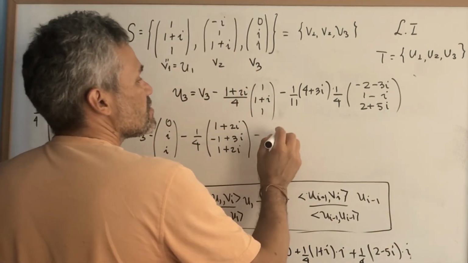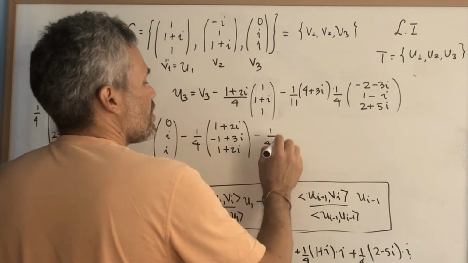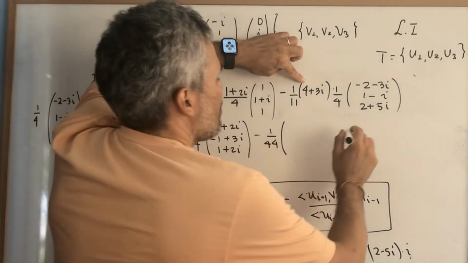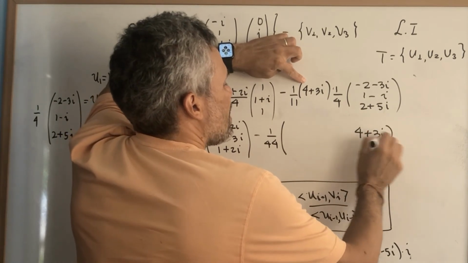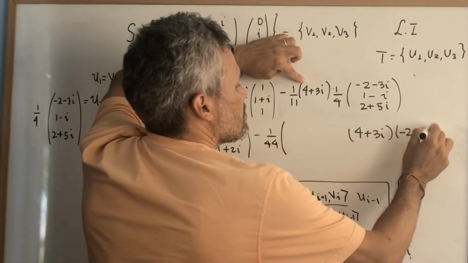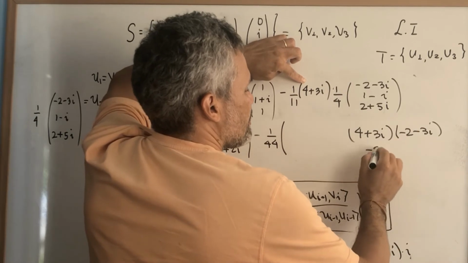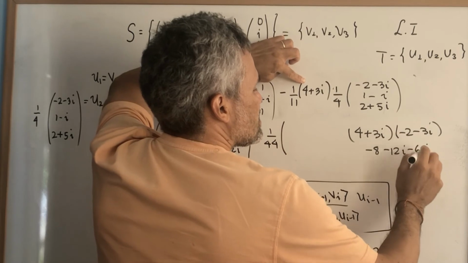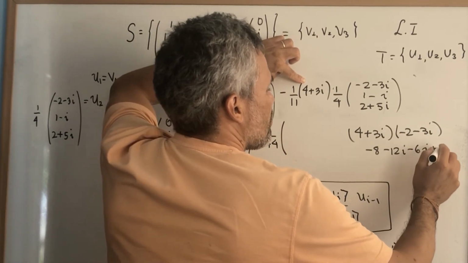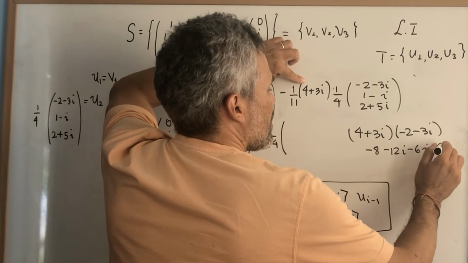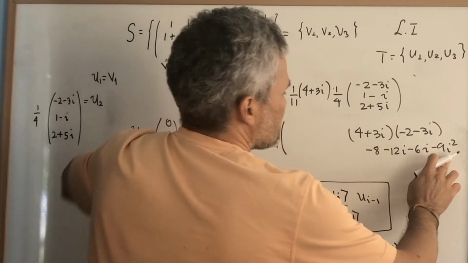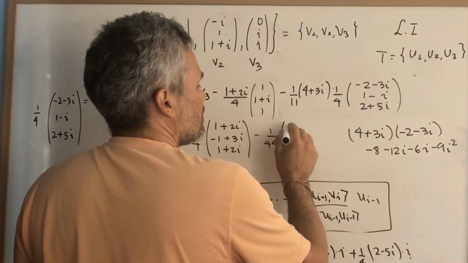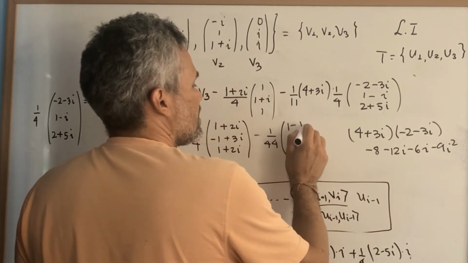Now this is minus 1 over 44 times 4 plus 3i times -2 minus 3i. This is -8 minus 12i minus 6i minus 9i squared, and this is positive 9 minus 8, 1, and minus 18i.